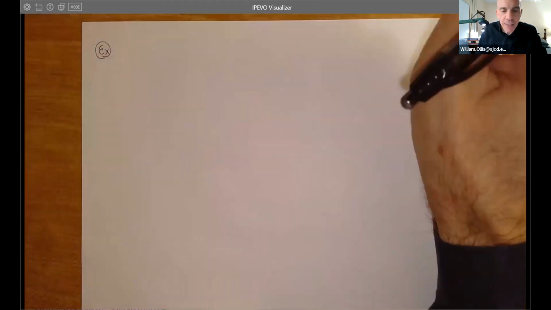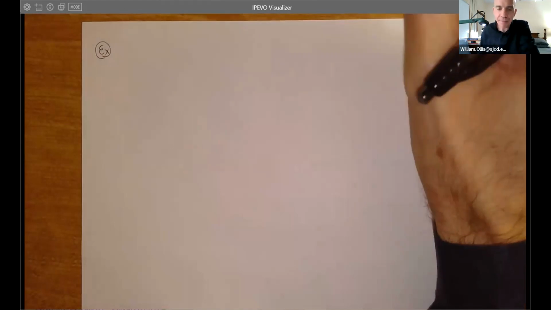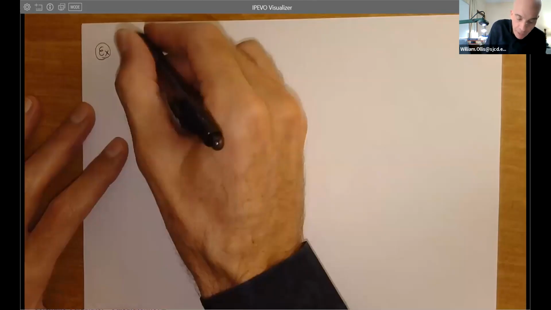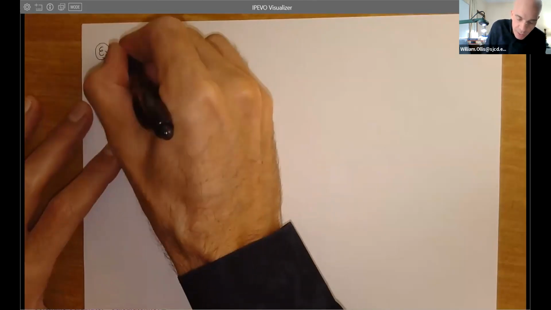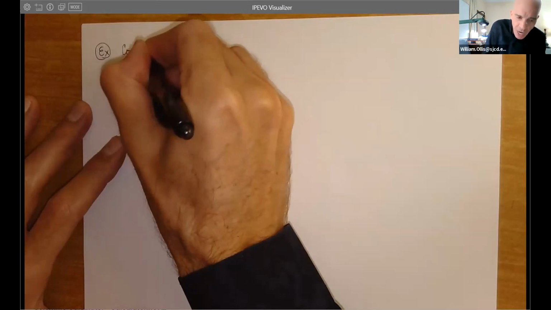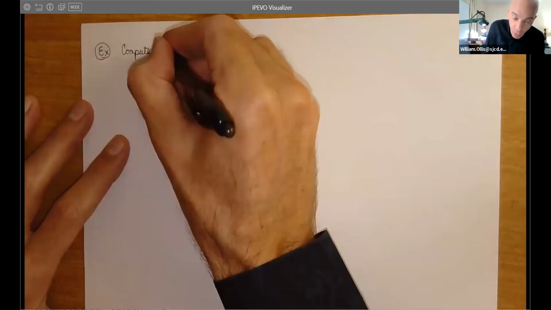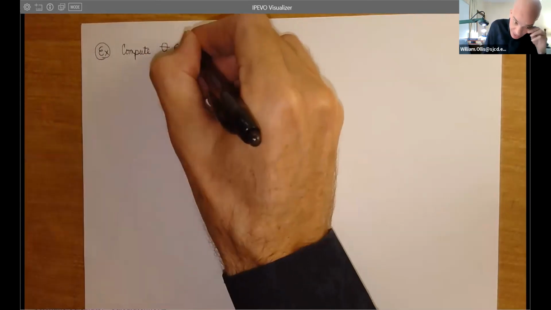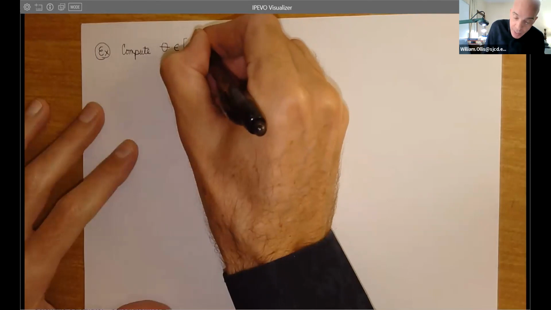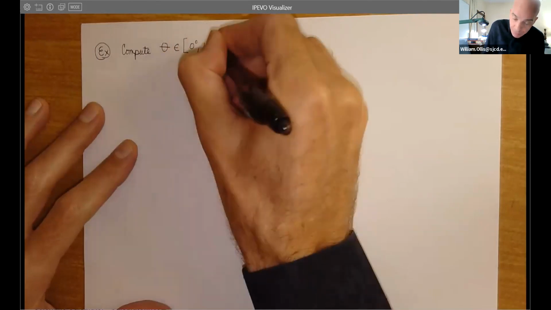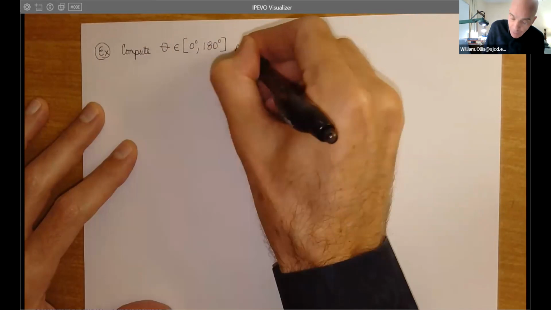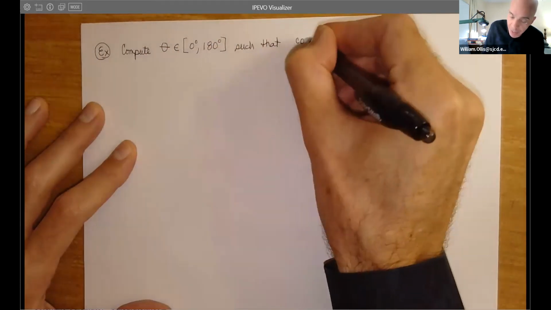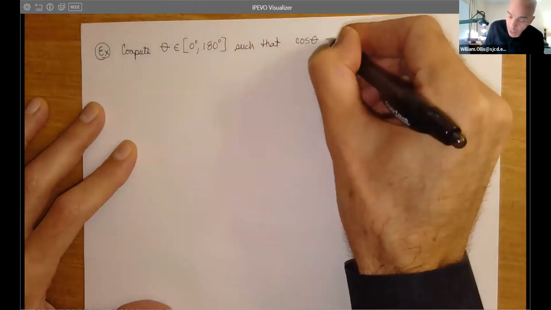Let's see here. Yeah, let's do this one. Let's start out with one that's kind of simple, and then we'll move up to a more complicated one. So for instance, what we want to do is compute, and I'll write this in degrees. So I want to find all thetas between, let's just say, 0 degrees and 180 degrees, such that, in this case, cosine of theta equals 5/8.